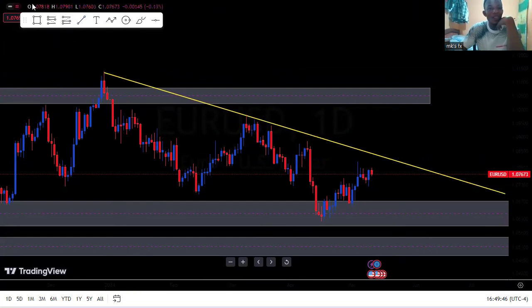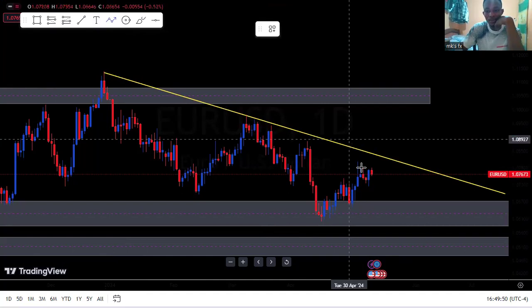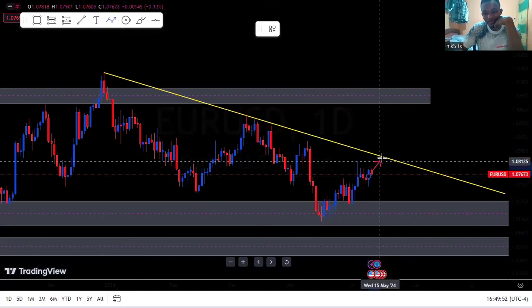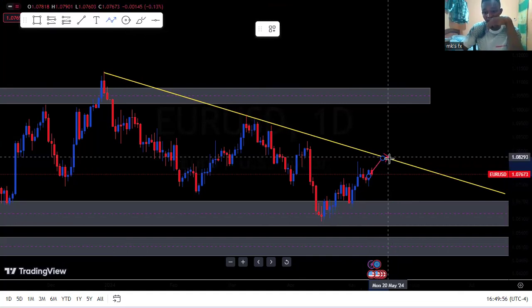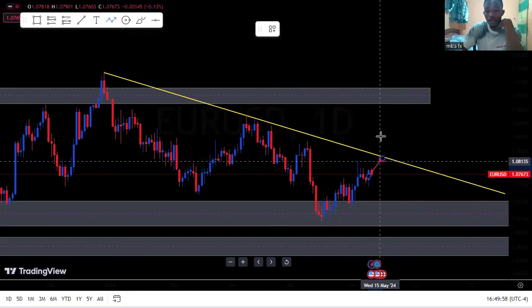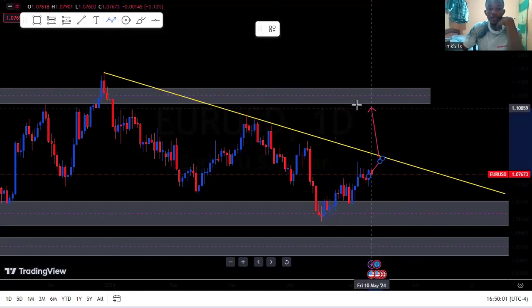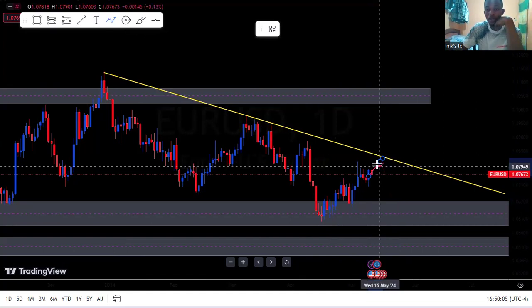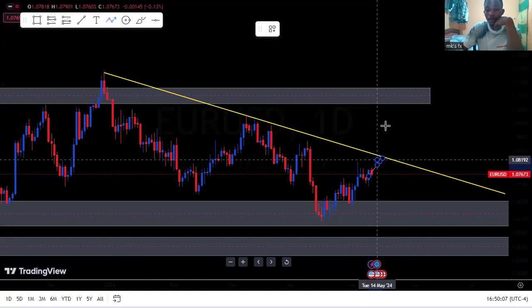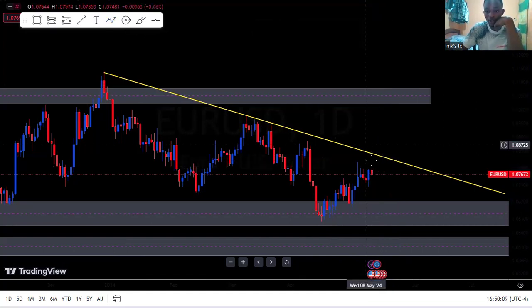So we know the market always respects the trend, right? Even if it has to sell down, it has to reach at least this trend line. So I still have a high probability that the market is going to get here or here before selling back down. So I'm also expecting a short buy from this.